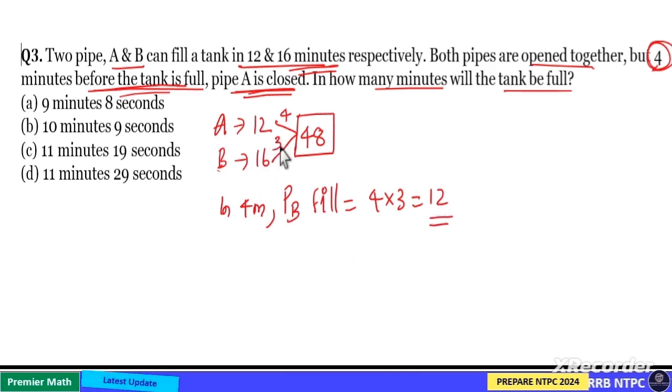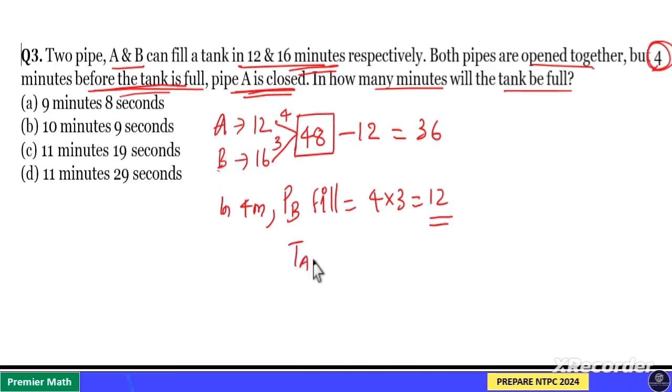In 1 minute, pipe B can fill 3 unit of water. Then in 4 minutes, 4 into 3, 12 unit of water filled. So remaining water is equal to 48 minus 12, 36 unit of water. Total capacity is 48. 12 unit is filled by pipe B alone. Remaining is equal to 36 unit, which is filled by both A and B, because before 4 minutes, A and B together worked.